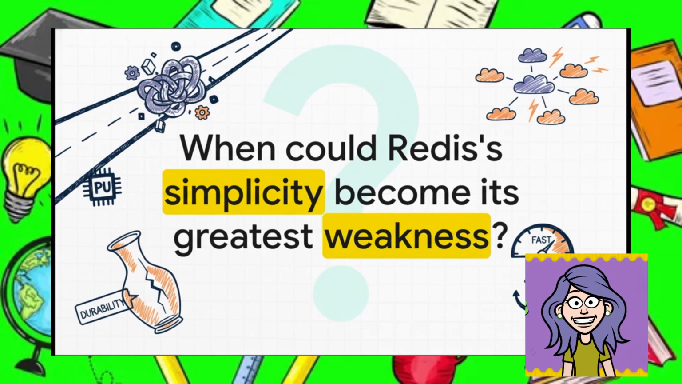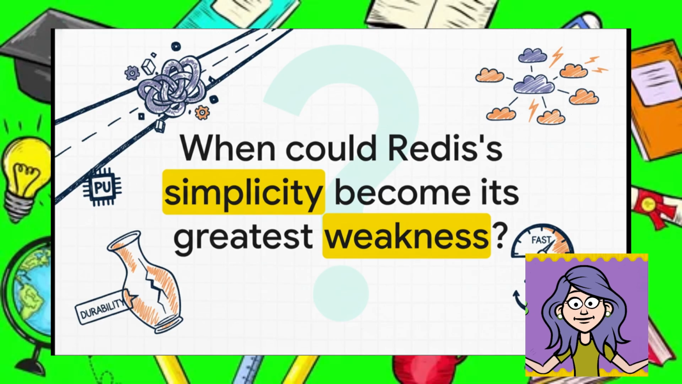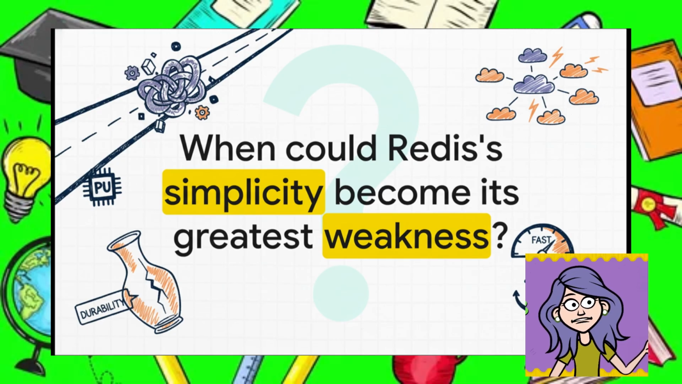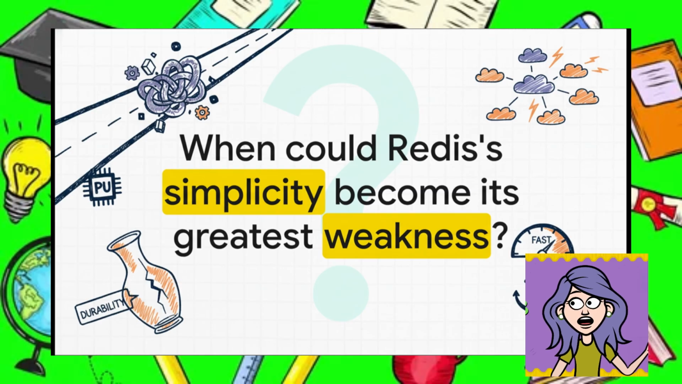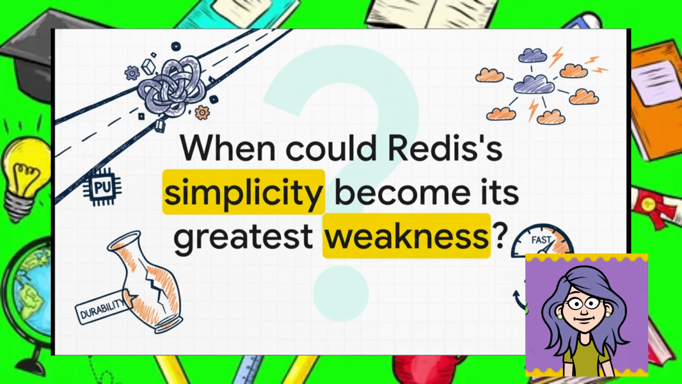And I'll leave you with one final question to chew on. We've spent this whole time talking about how the simplicity of Redis is its greatest strength. But when could that simplicity flip and become its greatest weakness? In what kind of scenario would its single-threaded design or its lack of guaranteed durability become a total deal-breaker? Answering that question is the next step to truly mastering this incredible tool.